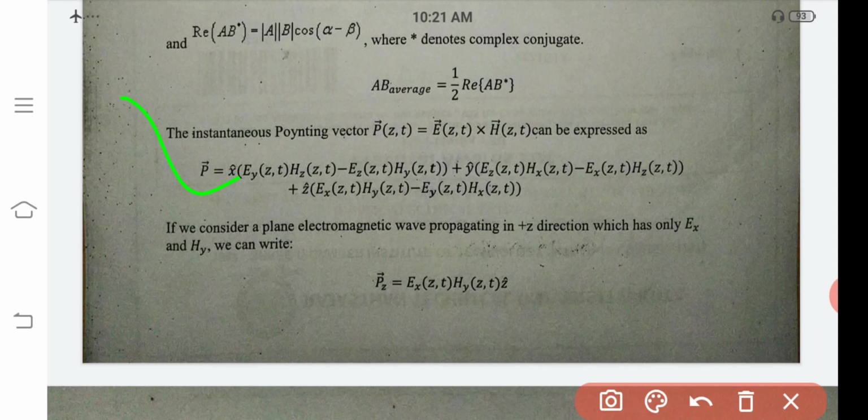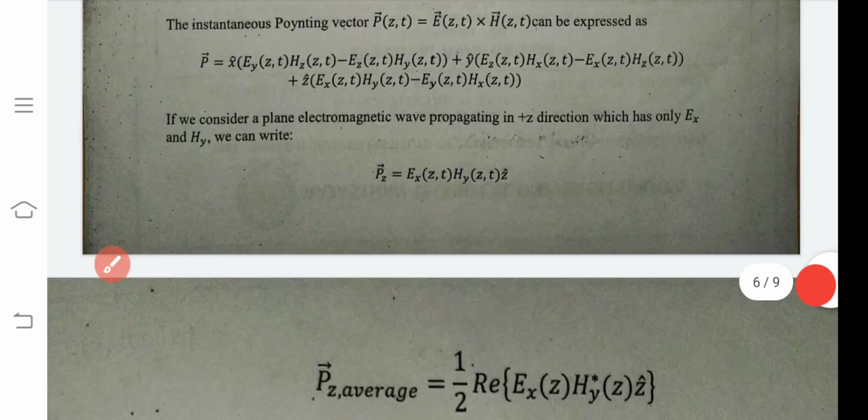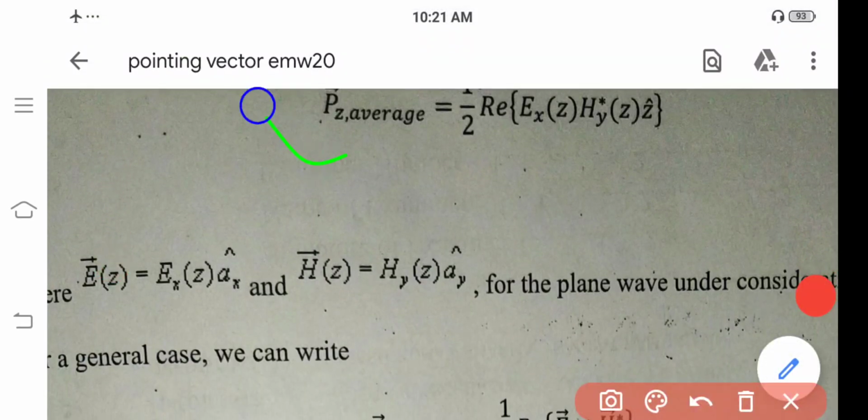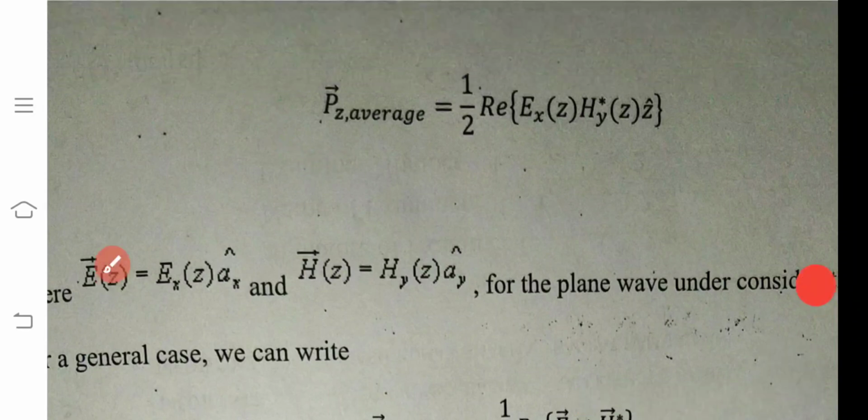Plane electromagnetic waves propagating in the z direction, which have only Ex and Hy, can be written in this form. This equation is written as P in the z direction equals Ex(z,t) Hy(z,t) zk. So the P average in the z direction equals half real of Ex(z) Hy star(z) zk.